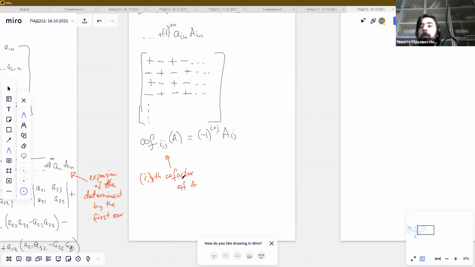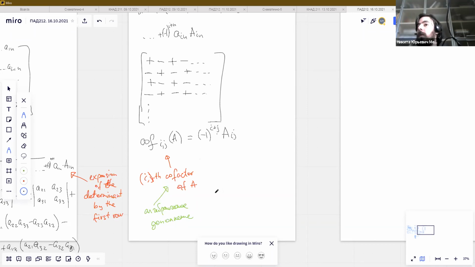In Russian, if someone is wondering, cofactor is алгебраическое дополнение. It's not very obvious how to translate this, that's why I wish to write this. Алгебраическое дополнение. Okay, so this is the cofactor of the ij element.